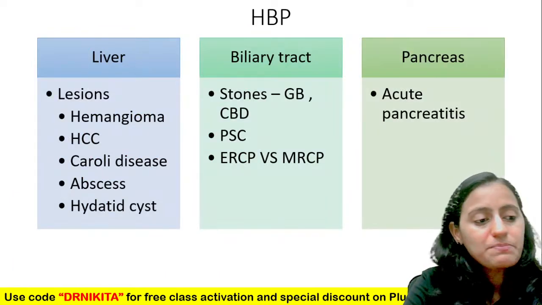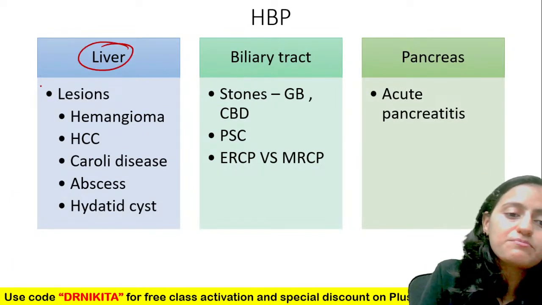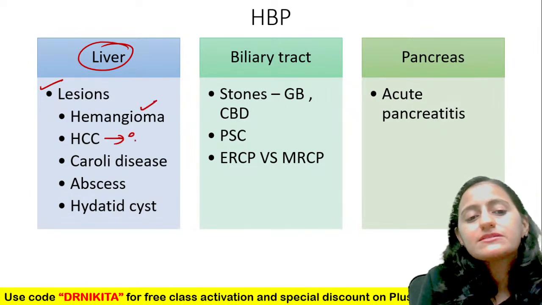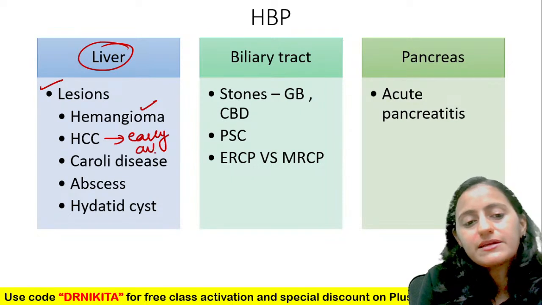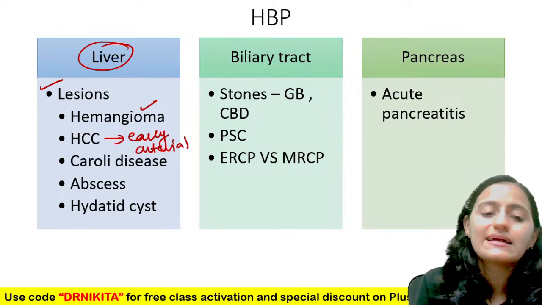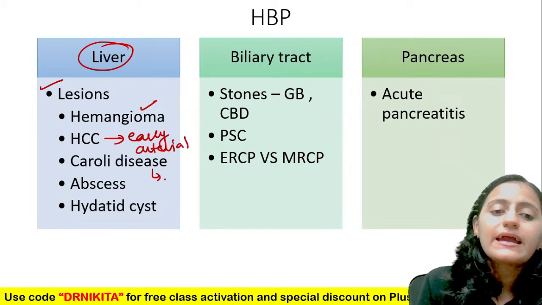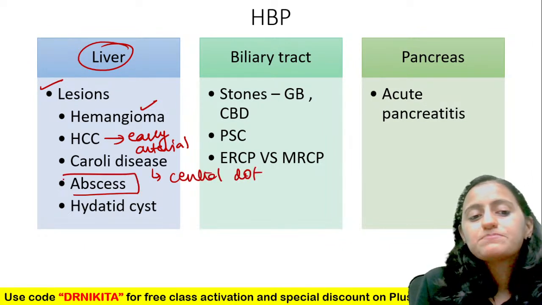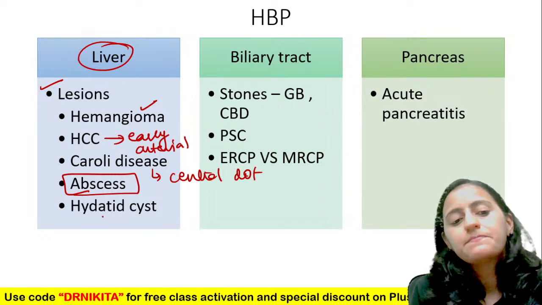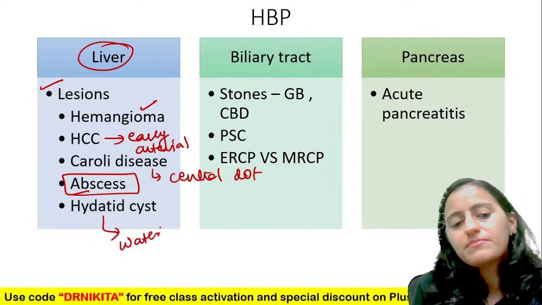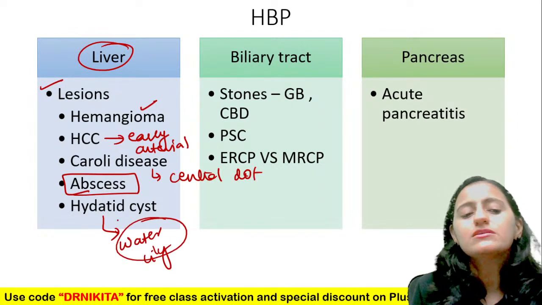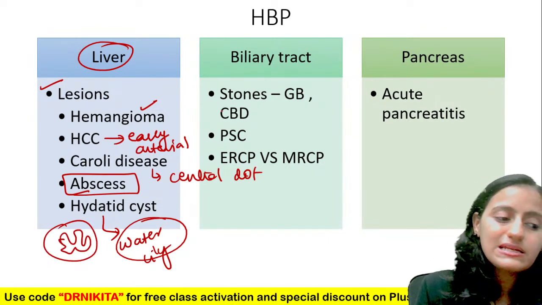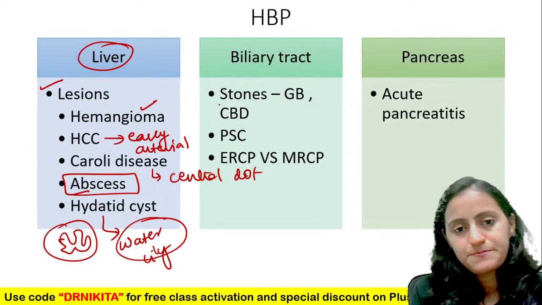Next one, coming to the hepatobiliary system. In the liver, important lesions that are asked is hemangioma. HCC, what is important for HCC is, remember, it is early arterial enhancement. Caroli's disease, C for C, is the central dot sign. Abscess gets asked frequently. And hydatid cyst, remember the floating membranes that give the water lily sign. Again, the recent NEET PG exam, remember water lily sign is hydatid cyst.